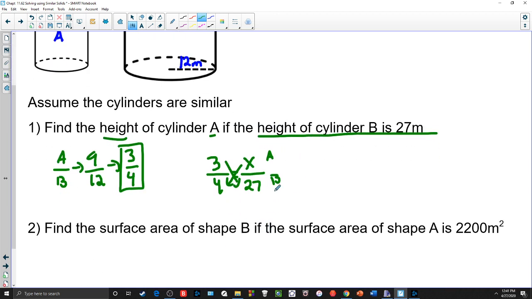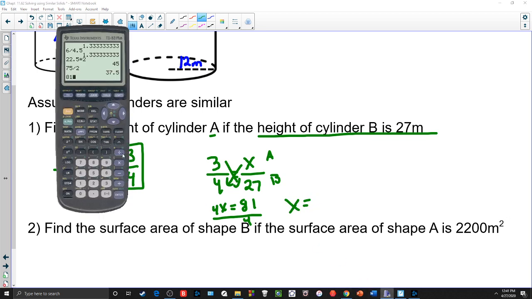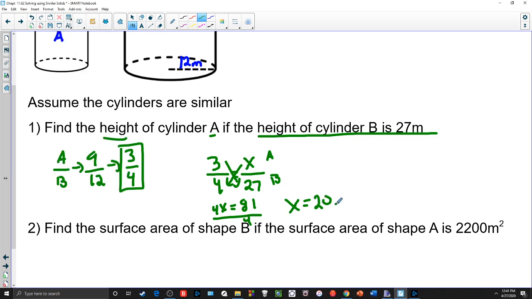multiply the proportion. So this would end up giving me 4x is equal to, let's see, 3 times 27 is 81. So divide that by 4, and you get x is equal to, let's see here, 81 divided by 4 is 20.25. So 20.25, and that would be in meters.